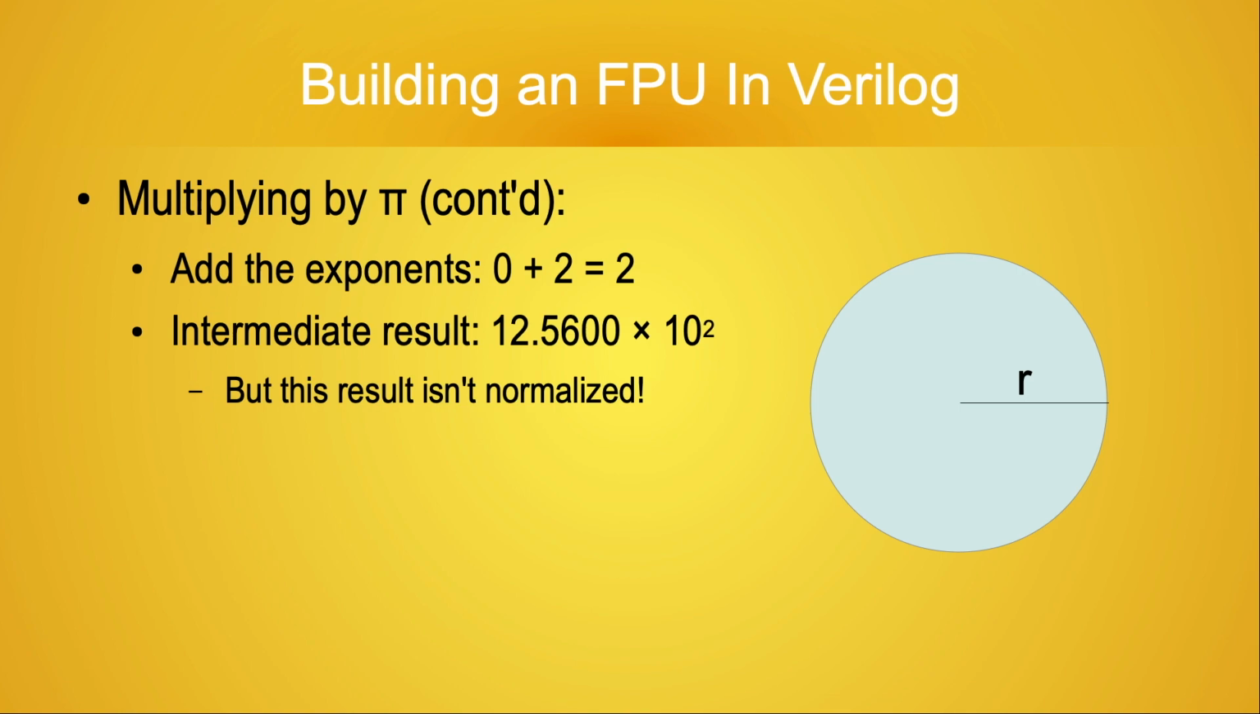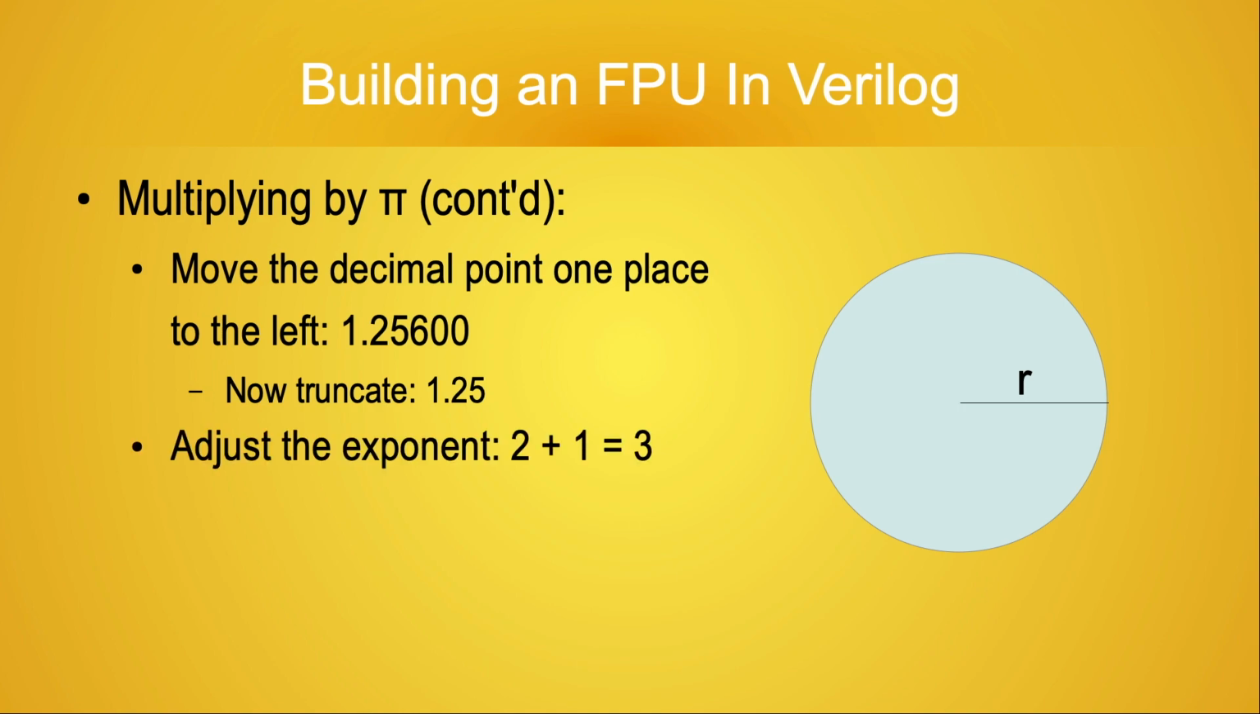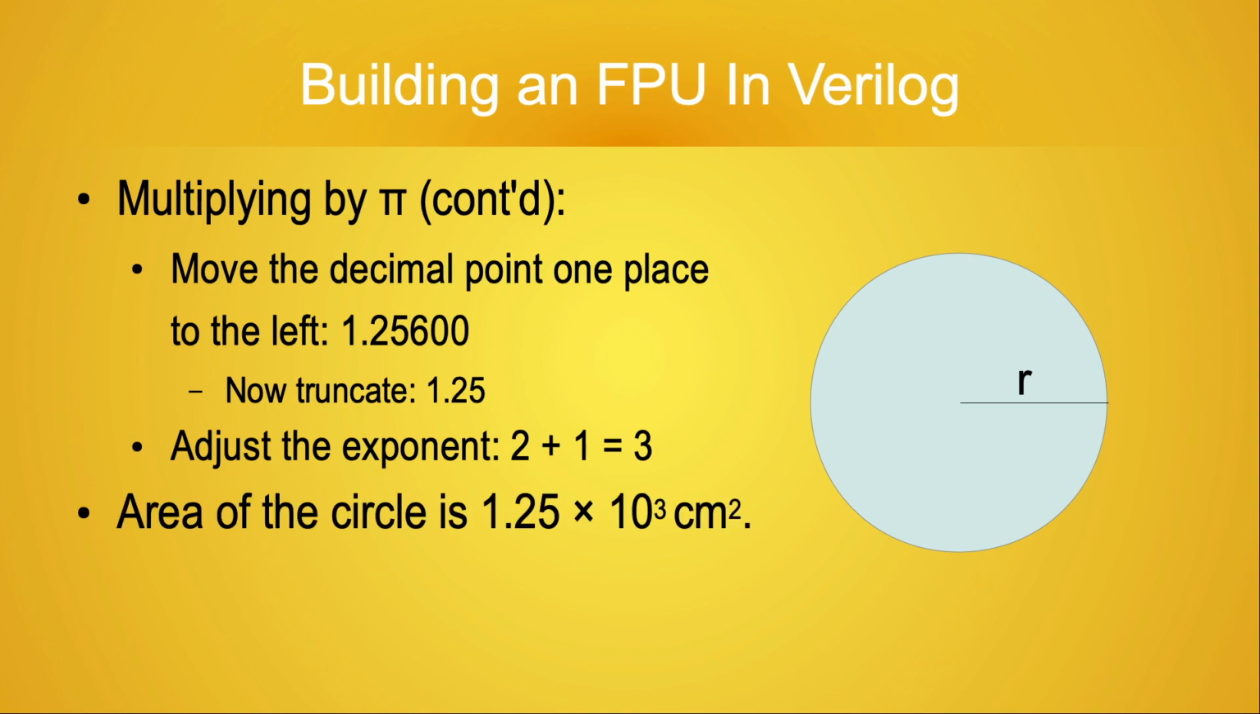12.5600 times 10 squared. But this isn't proper scientific notation because we have more than one digit to the left of the decimal point. We have to normalize the mantissa by moving the decimal point one position to the left. Now for the mantissa to have 3 significant digits, we would normally round the mantissa to 1.26. I'm not going to do that. I'm just going to truncate. Then we need to adjust the exponent by the number of places we move the decimal point. Our final result for the area is 1.25 times 10 to the third power centimeters squared.